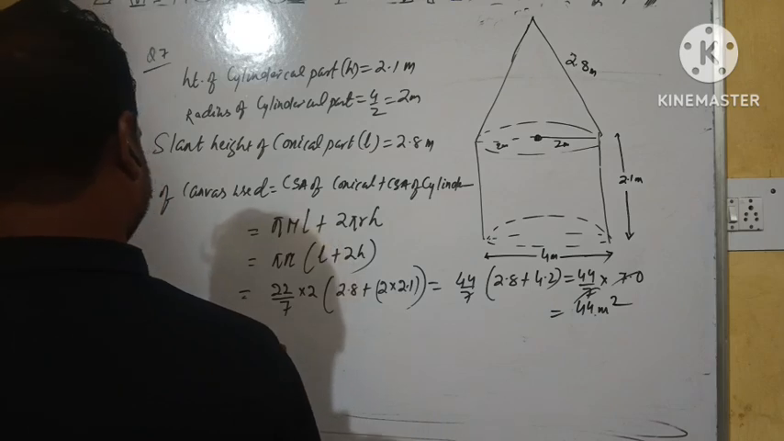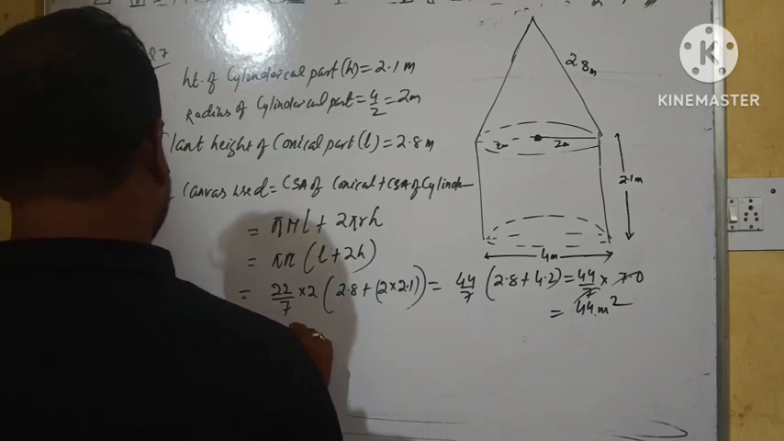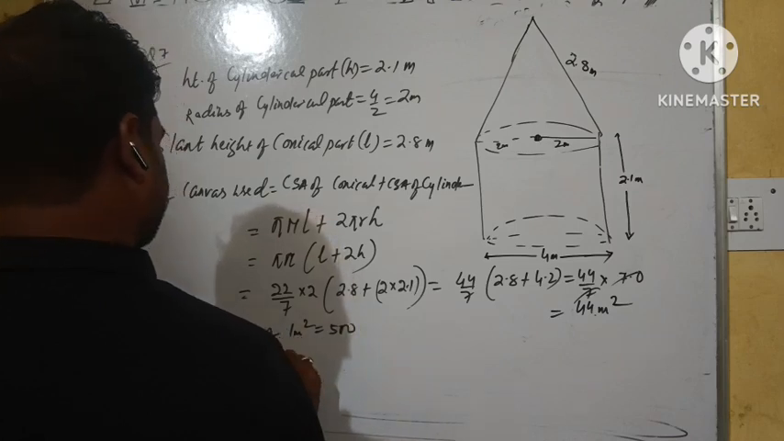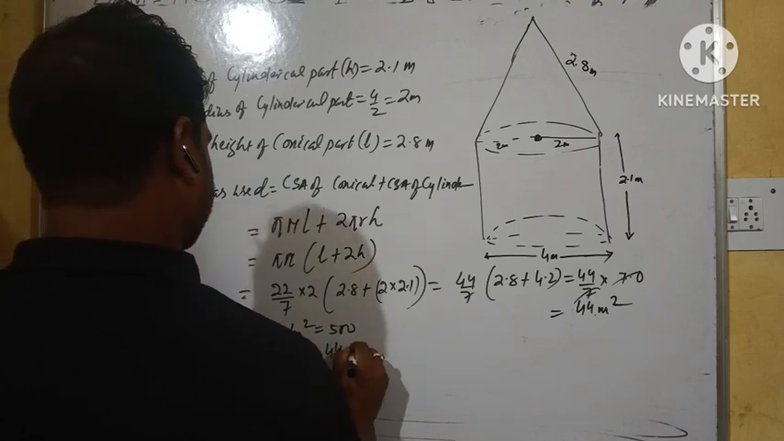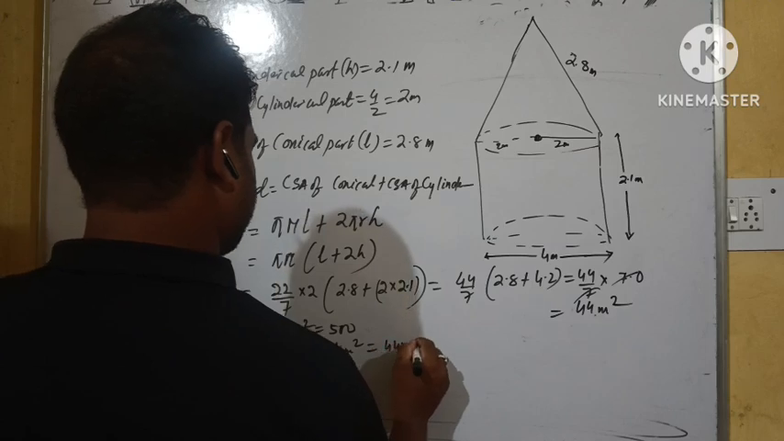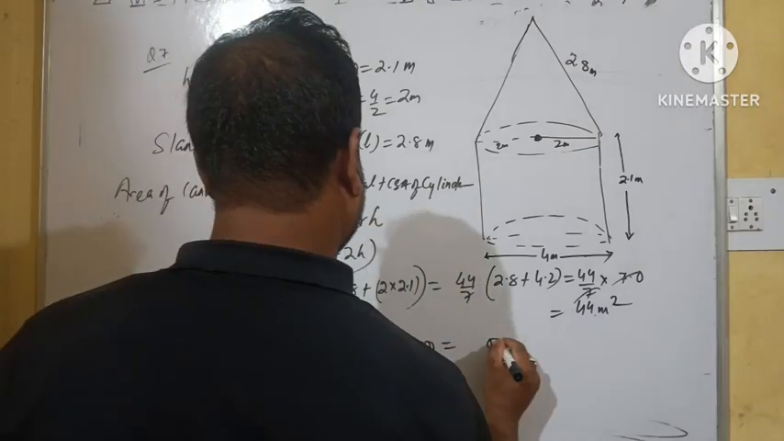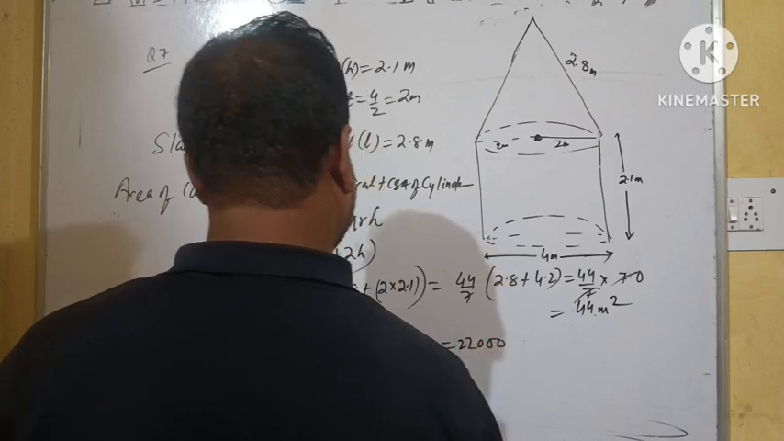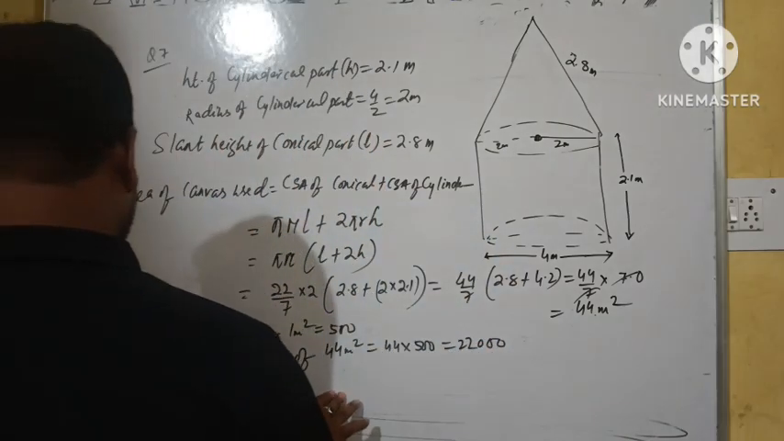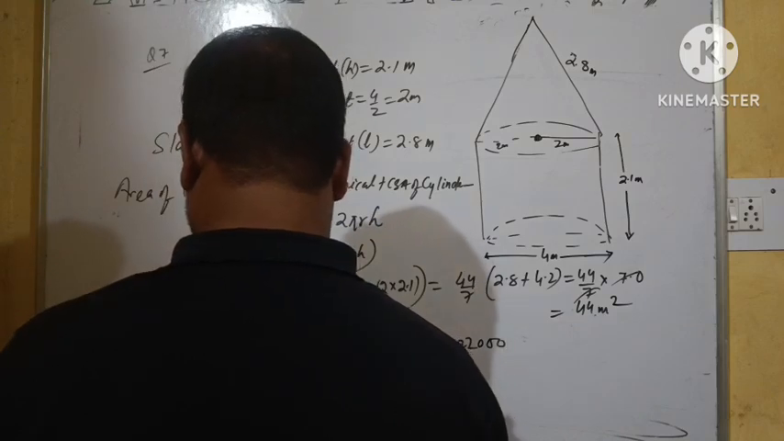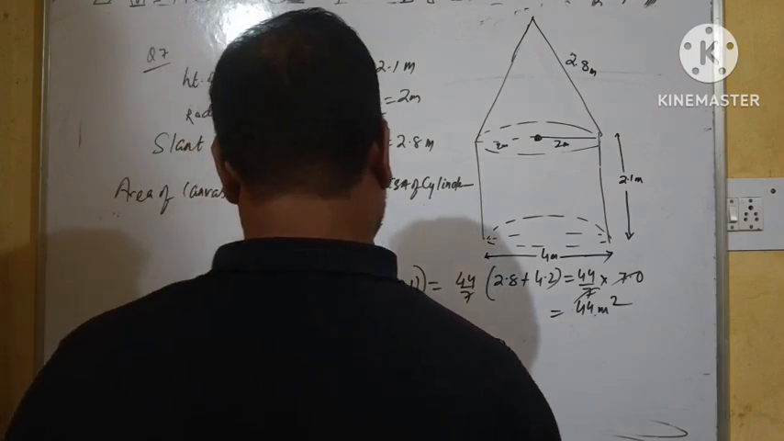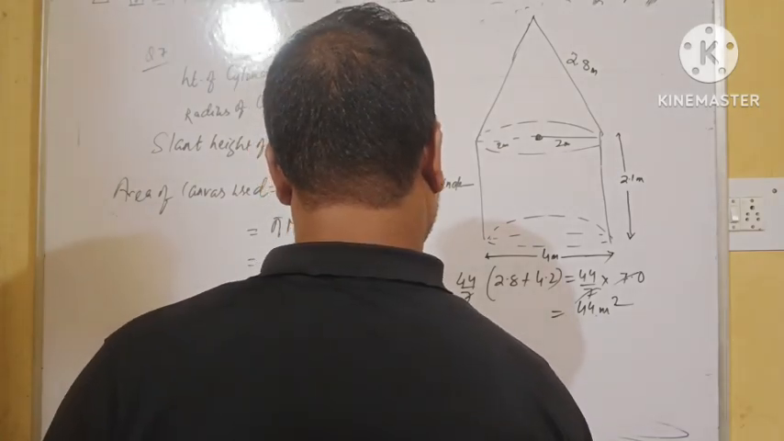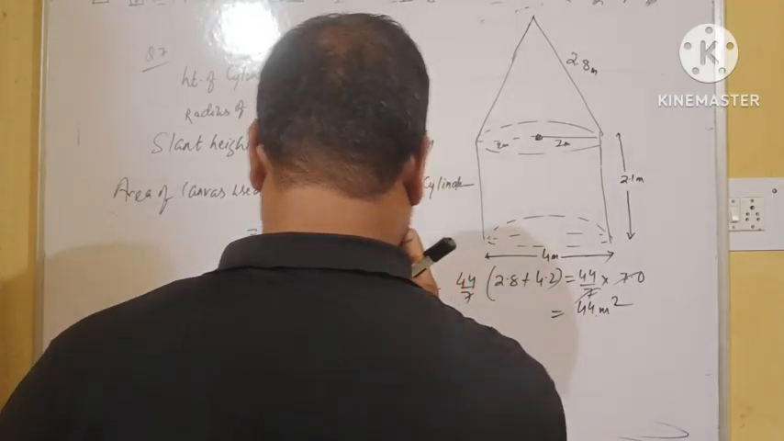Then the cost of 1 meter square is 500 rupees. Then the cost of 44 meter square will be 44 into 500, which is rupees 22,000. Okay.